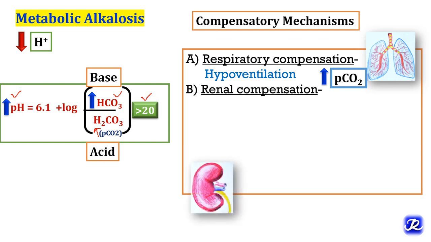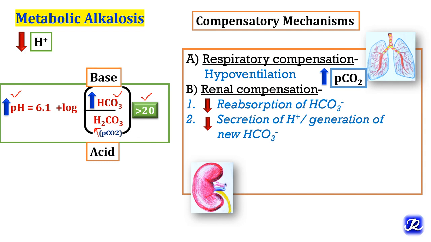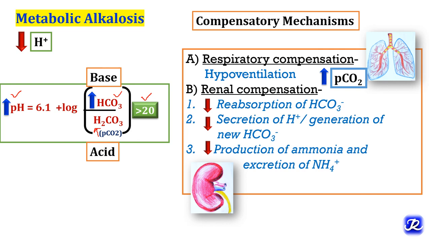So then renal compensation sets in, and the primary aim is to decrease the bicarbonate concentration from the body. So it is done by decreasing reabsorption of bicarbonate, decrease in secretion of hydrogen ions and generation of new bicarbonate, and third is by decrease in production of ammonia and excretion of hydrogen as ammonium ions.